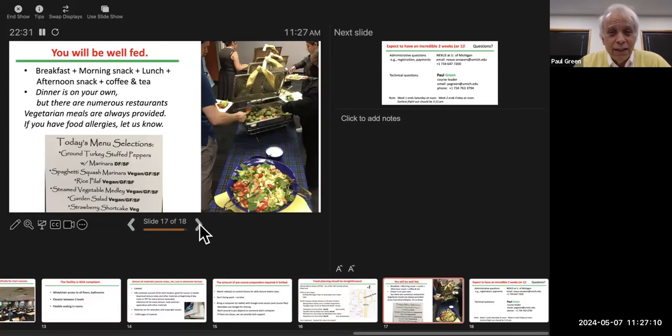You'll be very well fed. People never go hungry at this course. Here's a picture of what a typical lunch looks like. Here's the menu. So we provide breakfast, morning snacks, lunch, an afternoon snack, and there's pretty much continuous coffee and tea available. Dinner you have to worry about on your own, but Ann Arbor, because it's a college town of some size and it's reasonably well-to-do, has a huge number of high-quality restaurants. So you will not be short of food to eat.